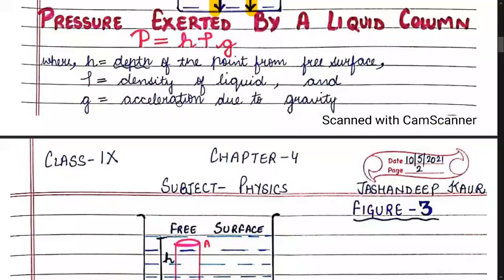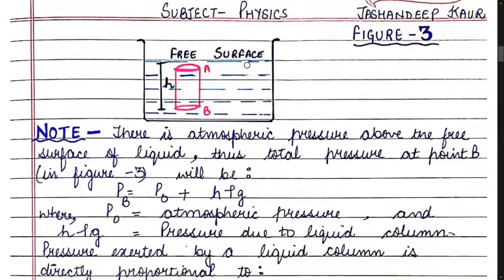Now students, let us learn a new formula for the pressure exerted by a liquid column. So children, the formula is P, where P stands for pressure. H, here H is not height of a container. Rather, H stands for depth of the point from the free surface. Rho, the symbol rho, stands for density, and g is acceleration due to gravity.